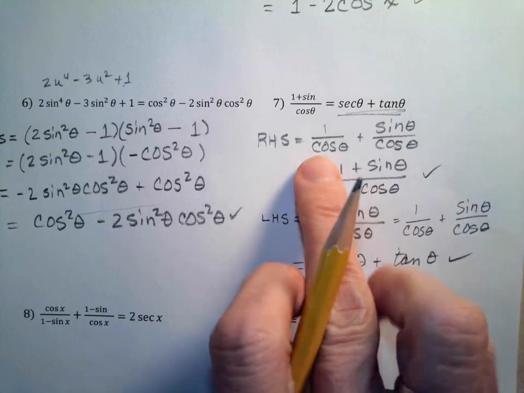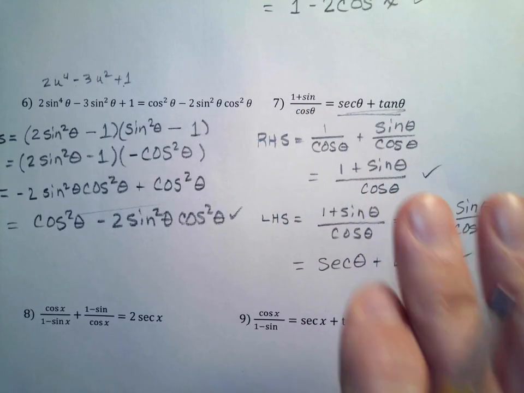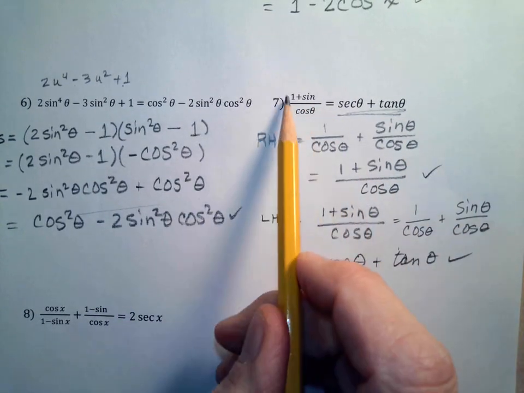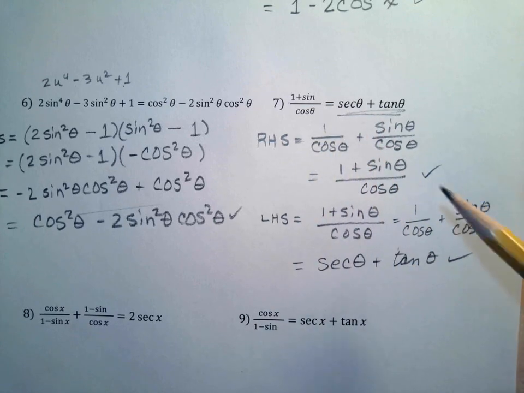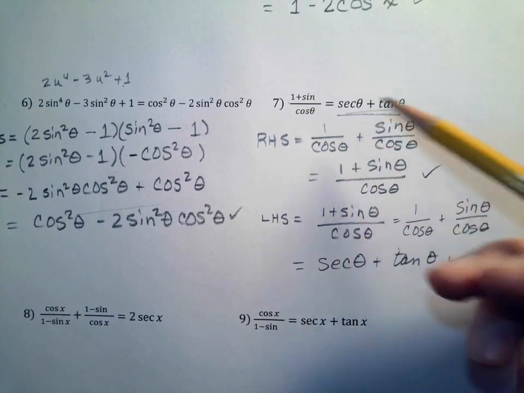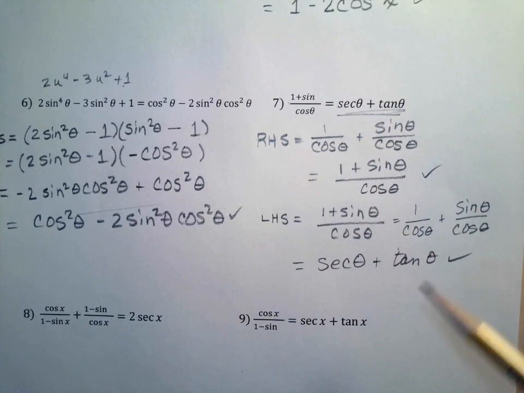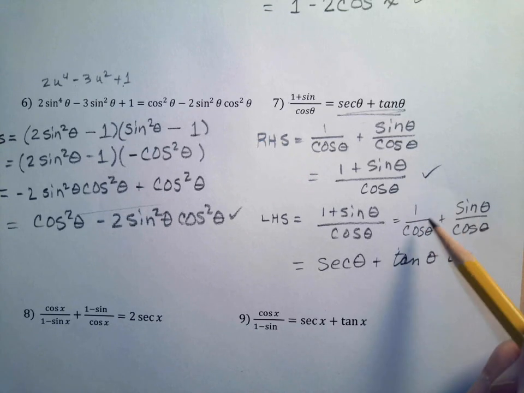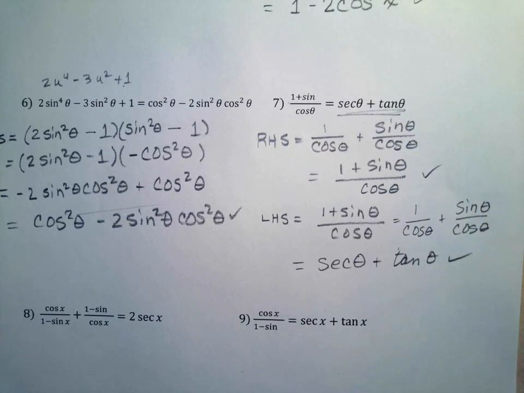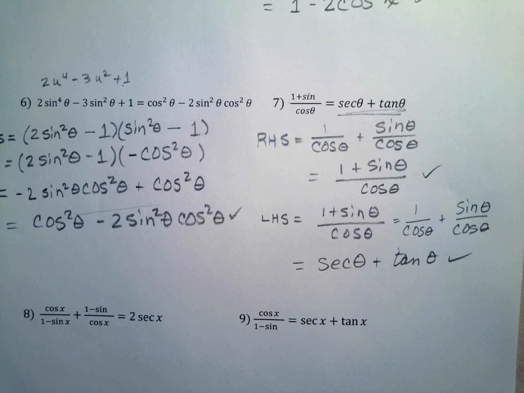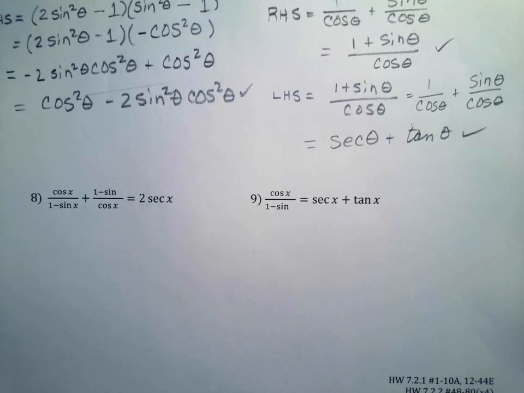Okay? So again, even though you're not allowed to touch the other side, you still want to be looking at it and seeing like, am I getting there? Like, what can I do to what I have to get what I need? And in this case, it was pretty simple. Just use your reciprocal identities and your quotient identity. Okay, let's go to number 8.